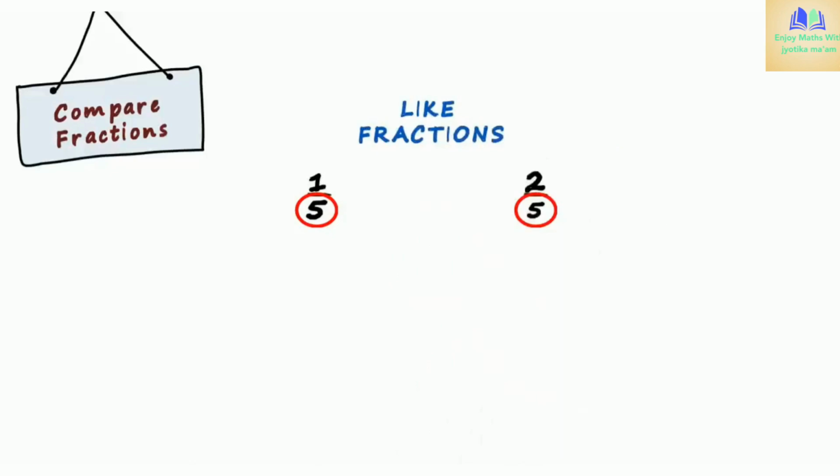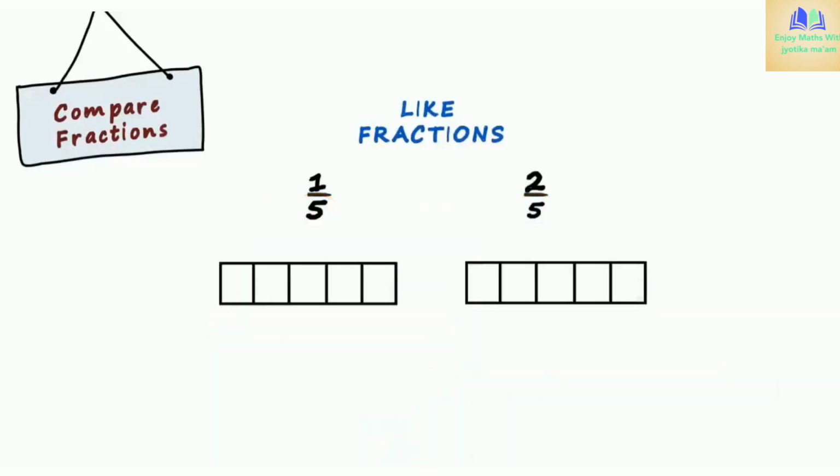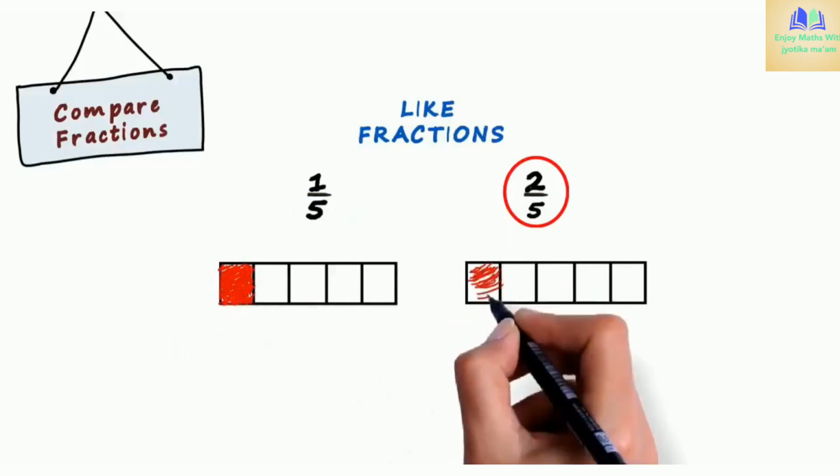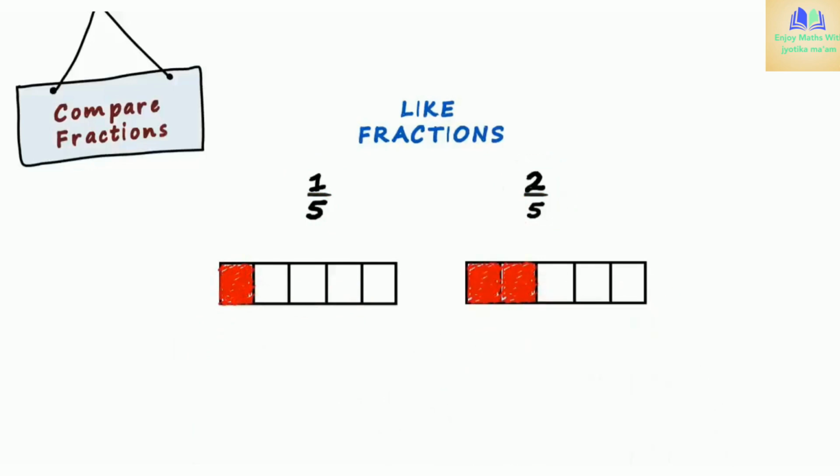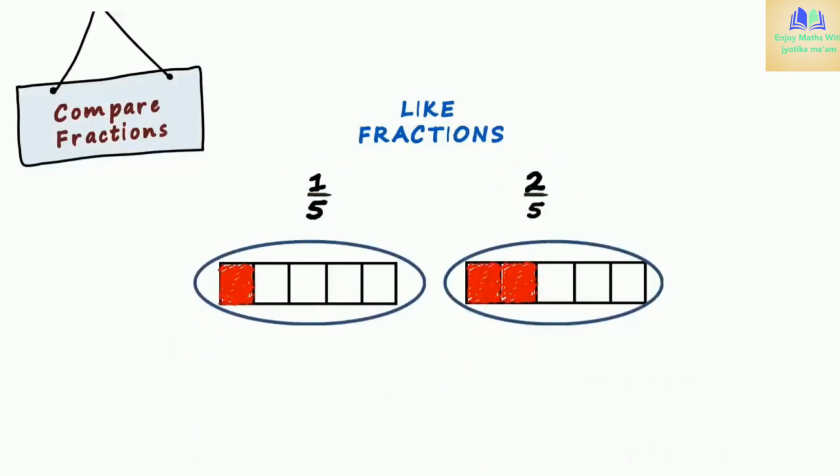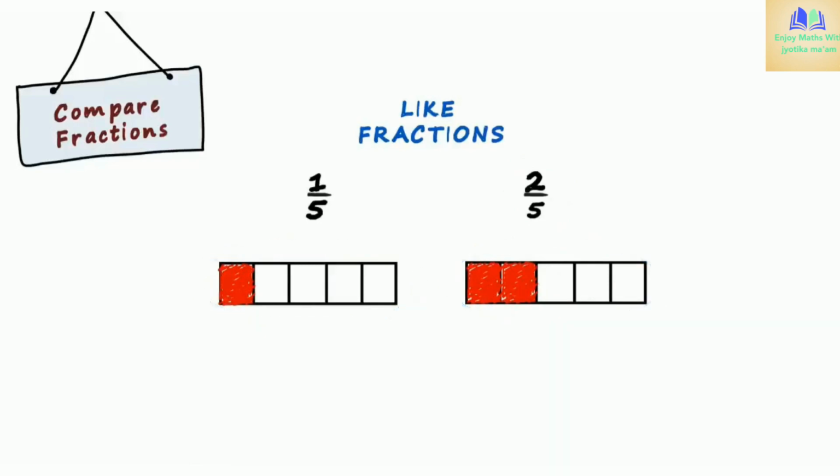Since both fractions have 5 as the denominator, let us draw 2 boxes, each divided into 5 equal parts. The number of parts in each box represents the number in the denominator of each fraction. To represent 1 by 5, we color the first part, and to represent 2 by 5, we color 2 parts out of the 5. Now look at the 2 figures.